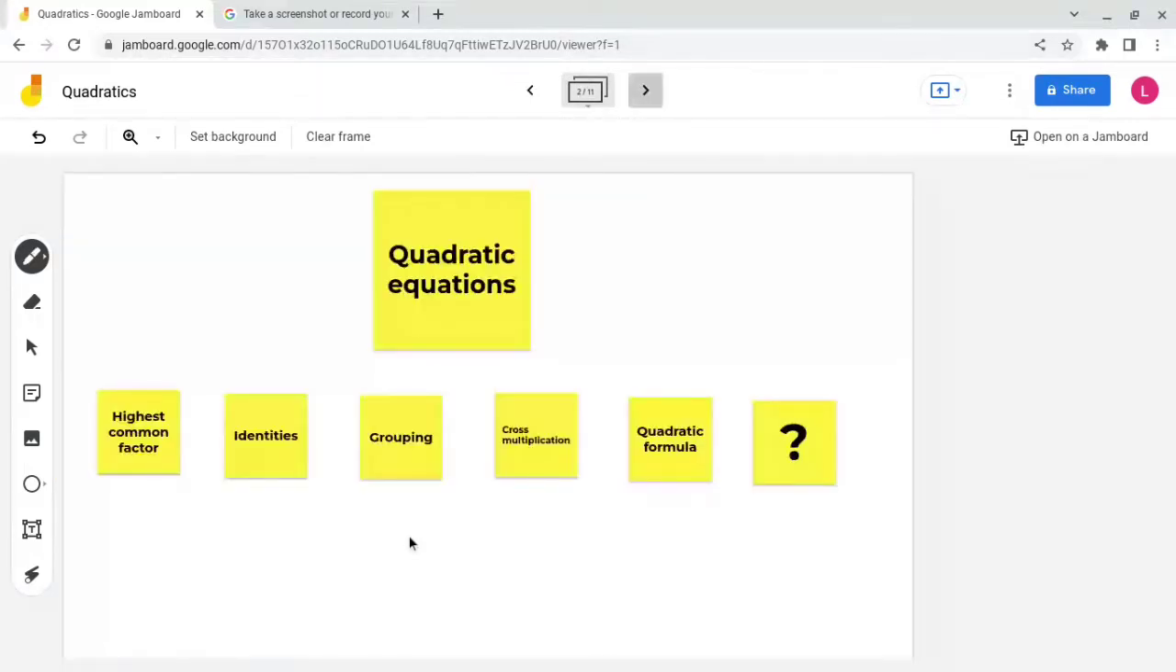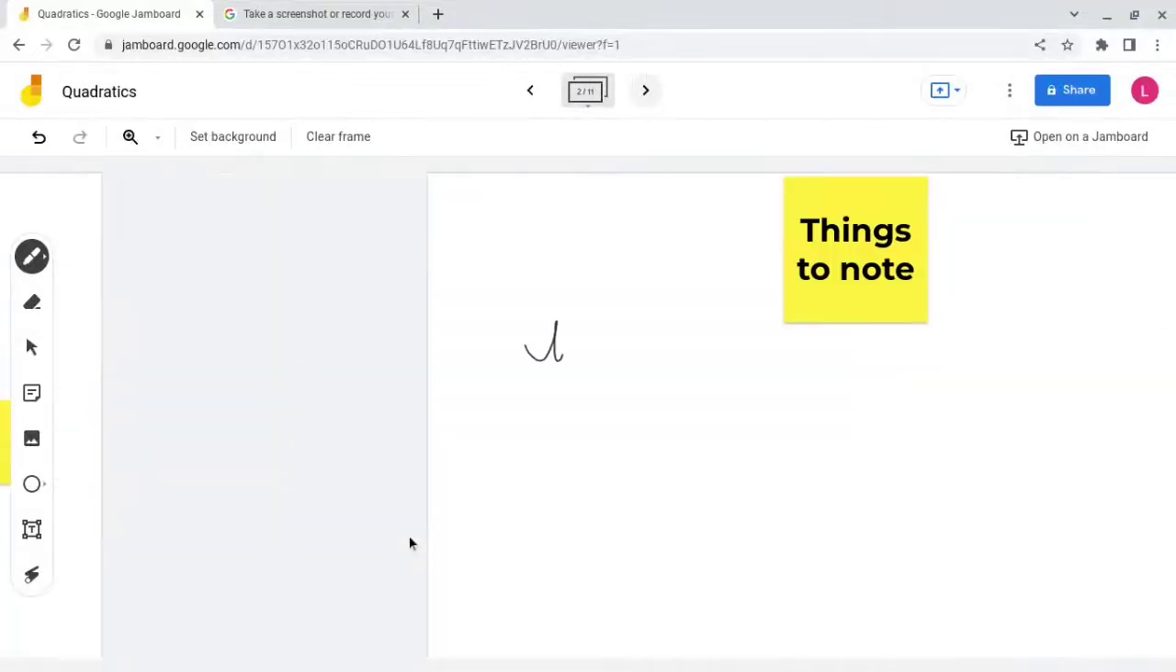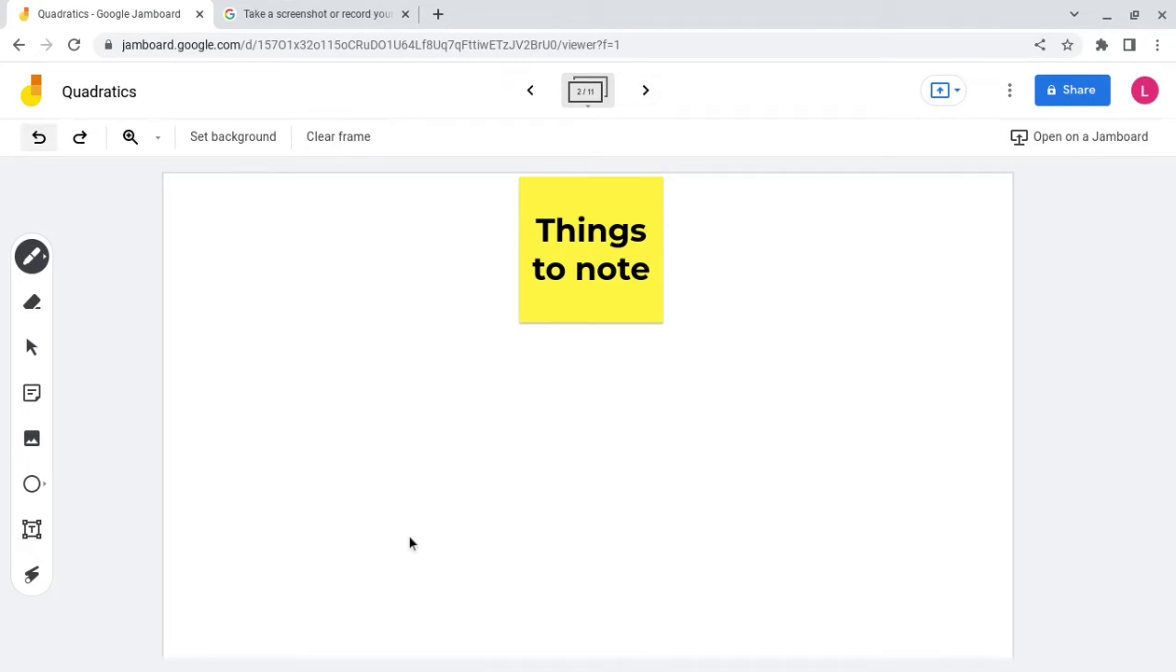Firstly, you have to make sure that your right hand side is equal to 0. So what does that mean? Let's write down a quadratic equation, for example, x squared plus x plus 11 equals 2. In order to make this a solvable quadratic equation, we have to make the right hand side equal to 0, which is this part.